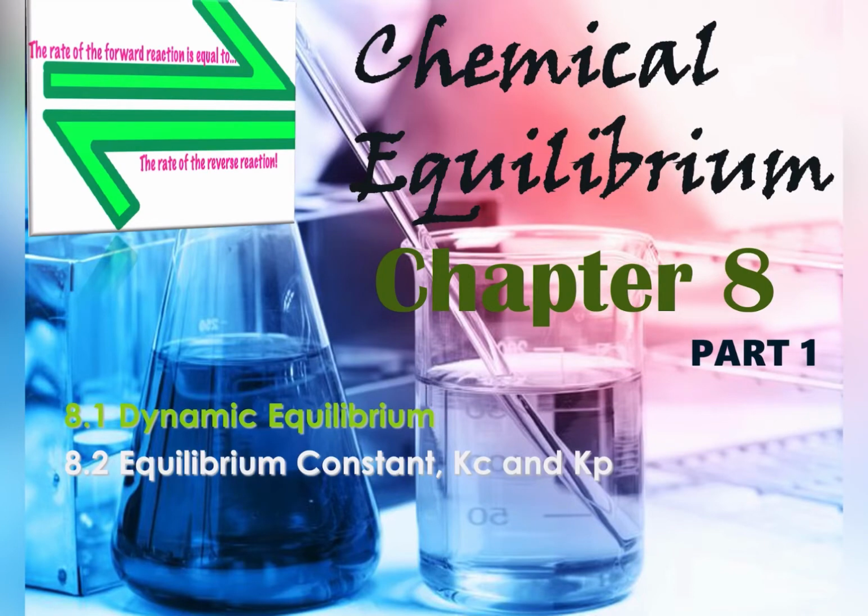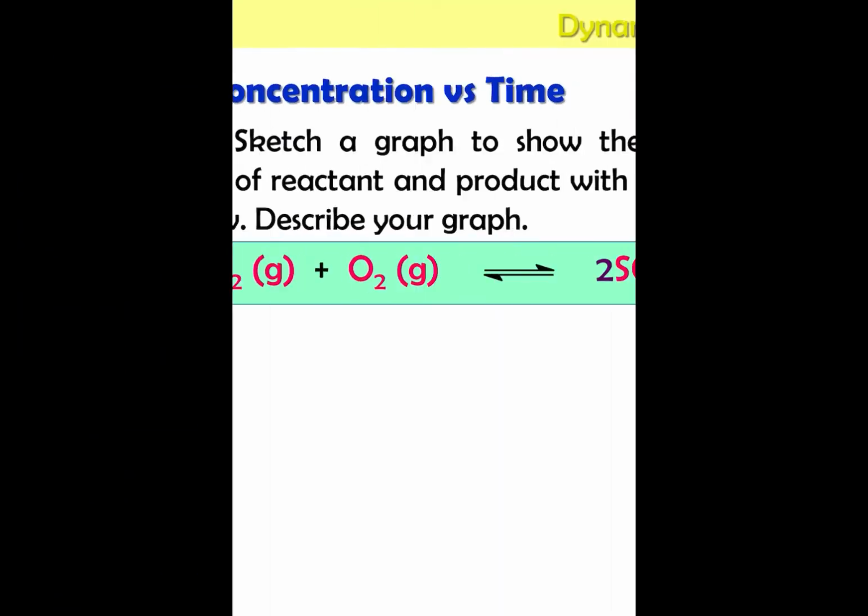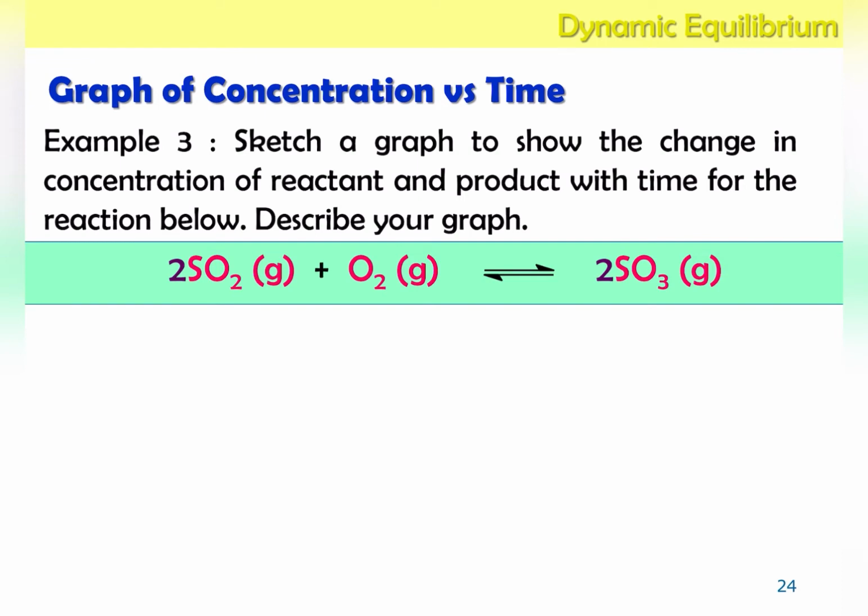Assalamualaikum and hello. In this video, I'm going to focus on how to sketch a graph of concentration versus time for a specific reversible reaction. Let's try example 3 together with me. You have to sketch a graph to show the change in concentration of reactant and product with time for this reaction, and you have to describe your graph. So the first part, you have to sketch the graph, and the second part, you have to describe.